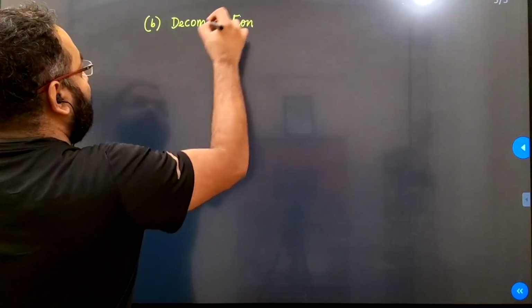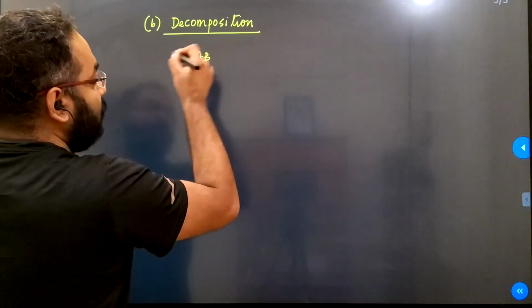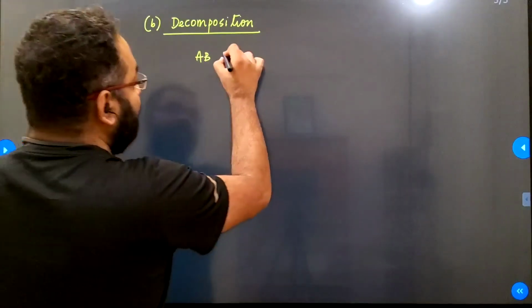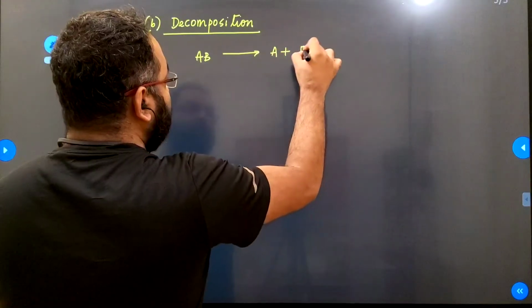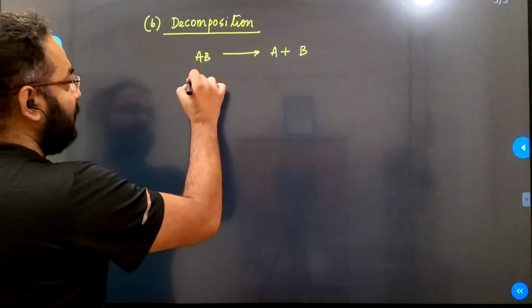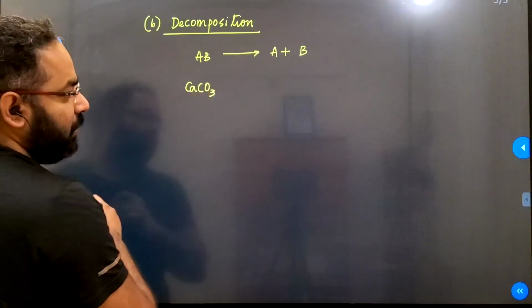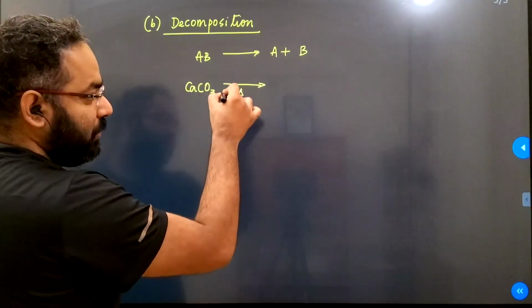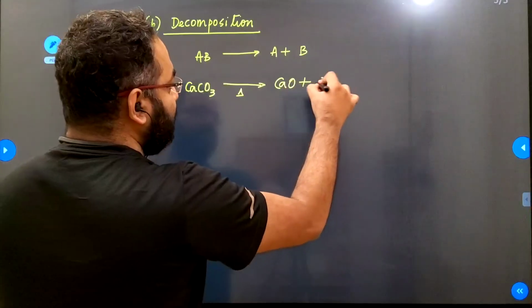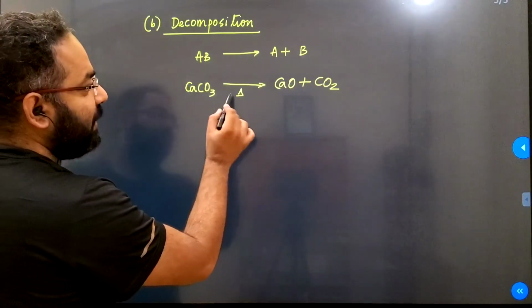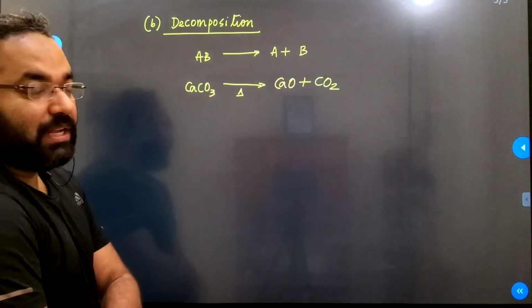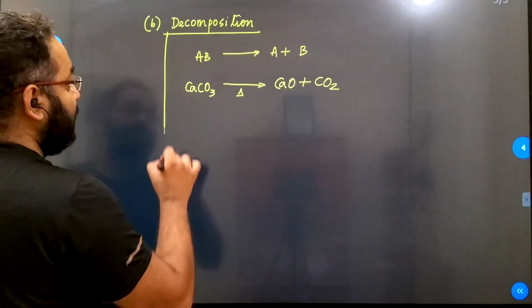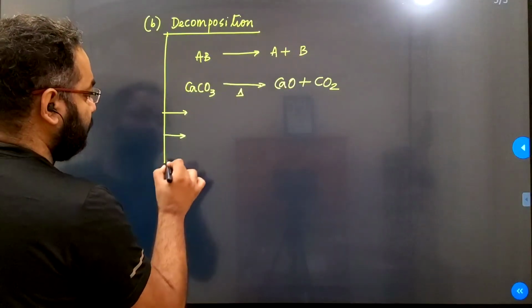So, where one big substance or one big chemical breaks down to give you two or more smaller chemicals. For example, if I take calcium carbonate, you notice it's a big compound. When I heat it, I put it with a triangle, I get CaO plus CO2. Calcium carbonate decomposes to give you calcium oxide and carbon dioxide. Now decomposition can be of three forms.